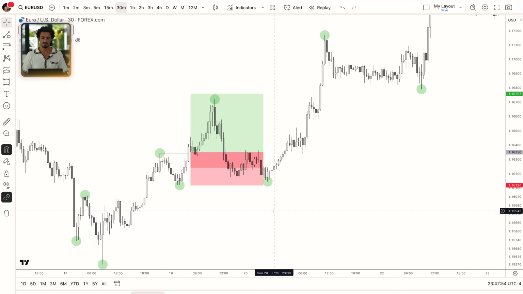The problem with this is, number one, your risk to reward is low. And number two, where do you target? You don't have an area of price where you expect that price should trade towards. You're just guessing.